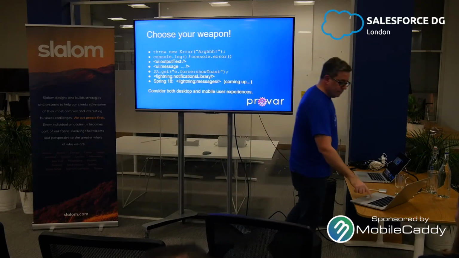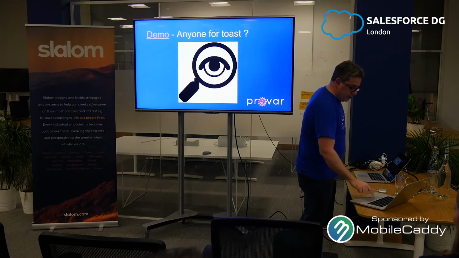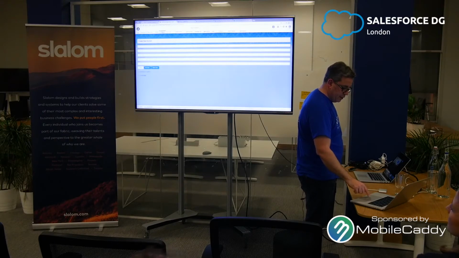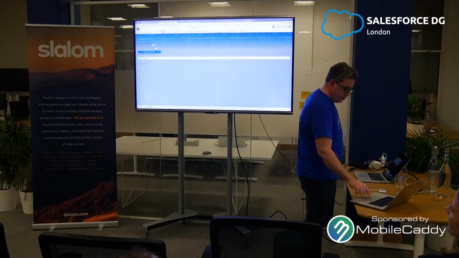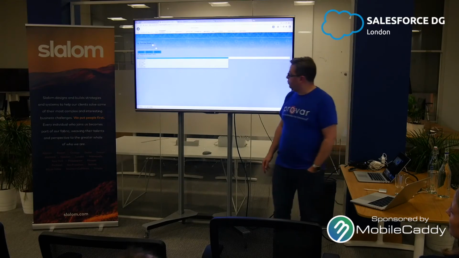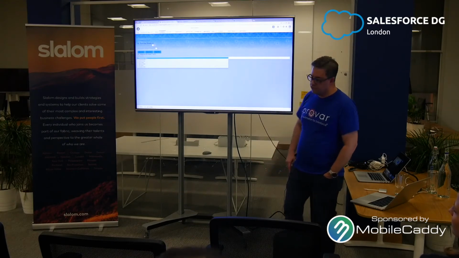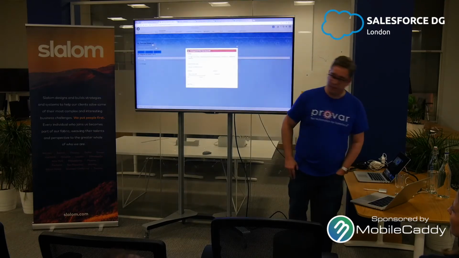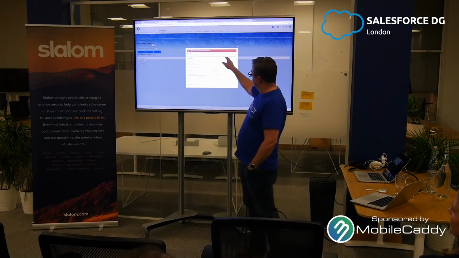Okay. So let's have a quick look at the toast. So here I've just got a simple drop down with my different errors I want to test. So here's my unhandled error, my Will Robinson. Okay, danger, Will Robinson, danger.